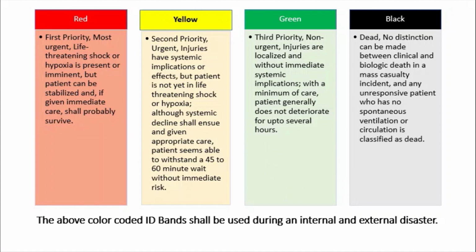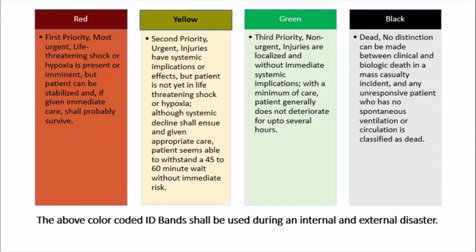Red. First priority, most urgent. Life-threatening shock or hypoxia is present or imminent, but patient can be stabilized and, if given immediate care, shall probably survive. Yellow. Second priority, urgent. Injuries have systemic implications or effects, but patient is not yet in life-threatening shock or hypoxia, although systemic decline shall ensue if not given appropriate care. Patient seems able to withstand a 45 to 60 minute wait without immediate risk.